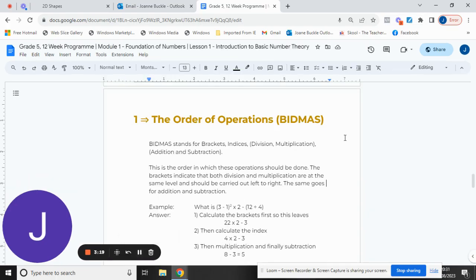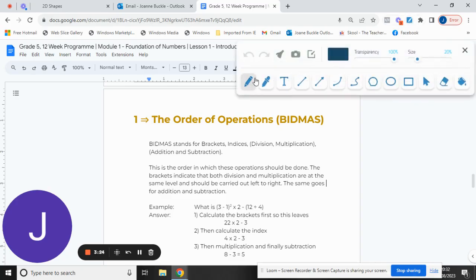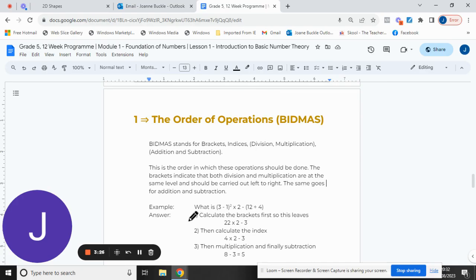Let's have a look. So you can see the first calculation there. Let's have a look at how we would sort that one out. So what is 3 minus 1, squared, multiplied by 2, subtract 12 divided by 4. So we've said the order in which you should do them, you should start with the brackets first. So you will see it's the brackets that I have done first. So 3 take away 1 leaves you 2, and then we're doing 2 squared.